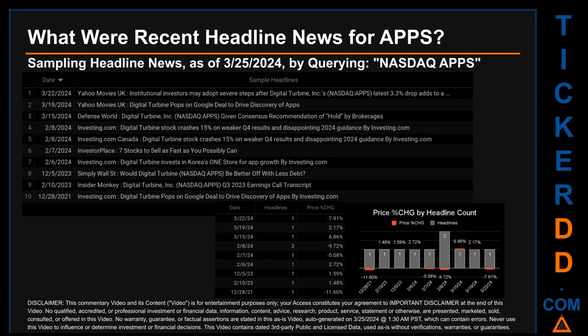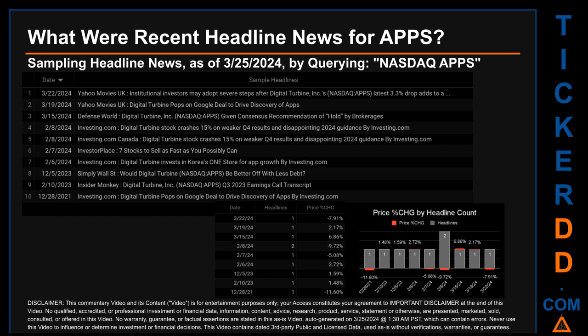The oldest publication was on Tuesday, December 28, 2021, when 2 years, 3 months and 26 days ago, Investing.com published the headline that read, "Digital Turbine pops on Google deal to drive discovery of apps by Investing.com." Thursday, February 8, 2024 had the most headlines. It had 2 discovered headlines when Yahoo Movies UK published the headline that read, "Digital Turbine pops on Google deal to drive discovery of apps."